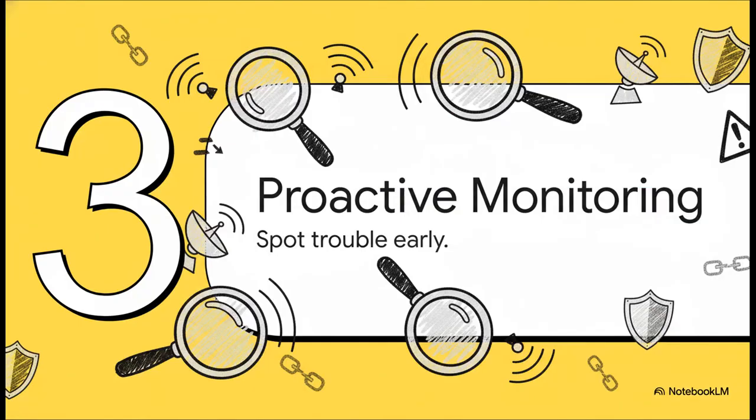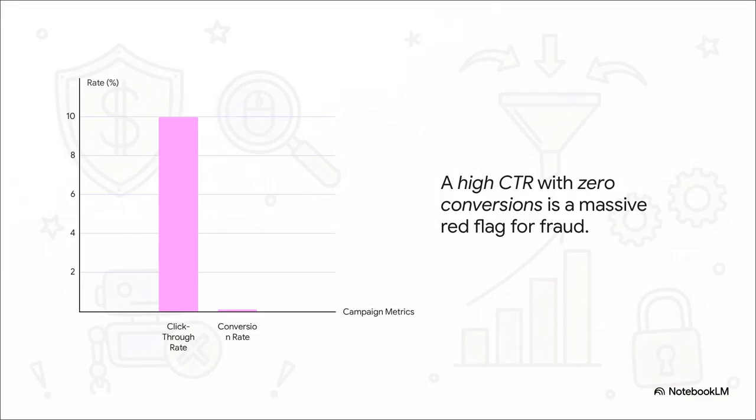All right, that brings us to Layer 3, proactive monitoring. Once your campaigns are set up the right way, you need to get into the habit of looking for trouble before it spirals out of control. Okay, you see this? This chart is the biggest, brightest red flag in all of advertising. If you see a campaign that has an amazing, super high click-through rate, but the conversion rate is stuck at 0, that is not a sign of a great ad. That is a massive, screaming alarm bell for click fraud.